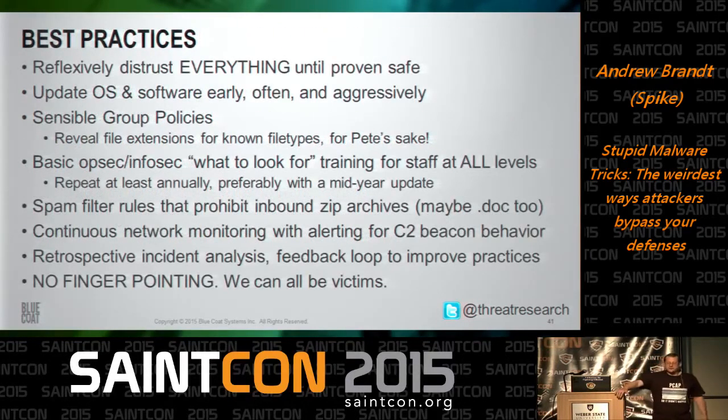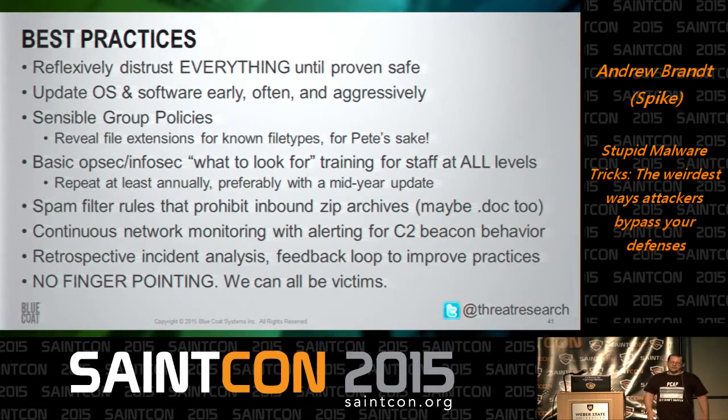So here's my list of best practices. Being reflexively distrustful is like a personal watchword for me. Basically, if you see something, just assume it's lying until it's proven otherwise. Turn off the hide extensions for known file types. If you are in control of a network, do it through group policy. Just make it happen. Get the word out that there are these fake files that look like PDFs, but they're actually programs, and they will infect you if you try to open them.